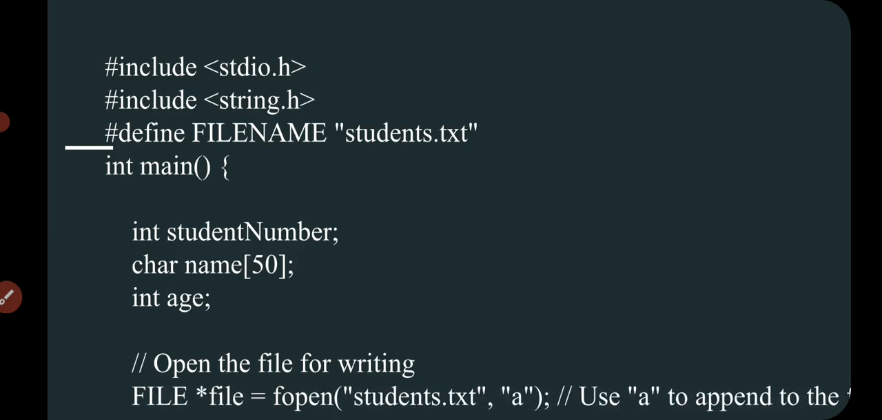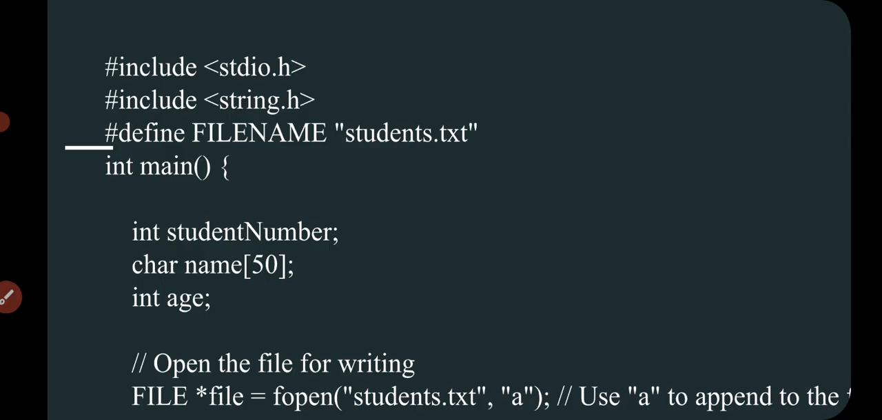The syntax is FILE, an asterisk, where FILE is the keyword and the asterisk marks the file pointer, is equal to fopen. The arguments are the file name, students.txt, comma, and the mode. Here the mode is A. A means append. Append means adding data to the existing data.